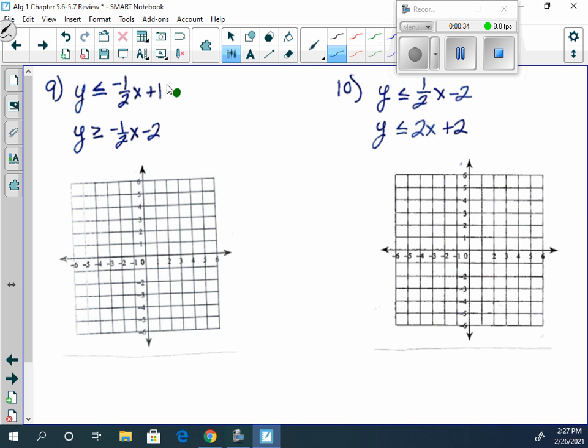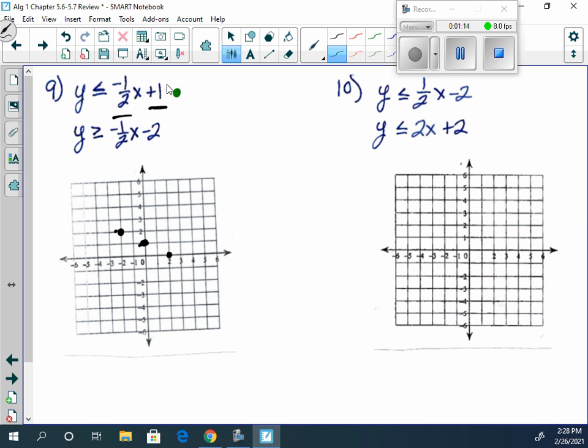So let's start with the one on top. y is less than or equal to negative 1/2 x plus 1. The y-intercept for this one would be positive 1, so we put a point at positive 1 on the y-axis. Because the slope is negative 1/2, we would go down 1 and right 2, or we can go up 1 and left 2. Since the slope is negative, we go down and right or up and left.